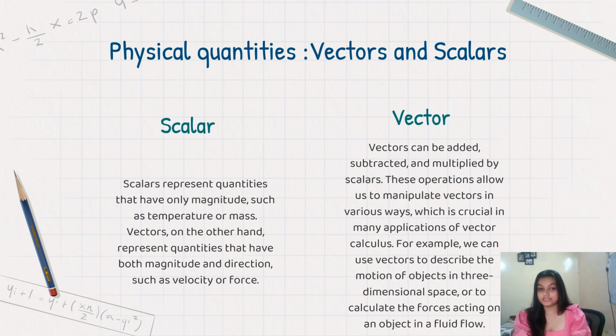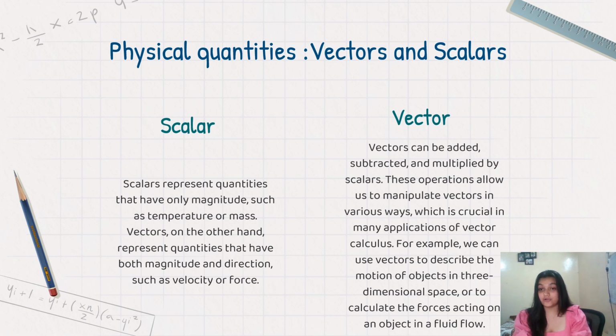In vector calculus, we have two types of physical quantities. One is scalar, the other is vector. Scalar quantities only represent magnitude. An example is the temperature of Mars. Vectors, on the other hand, are quantities that represent both magnitude as well as direction, such as velocity or force. Vectors can be added and multiplied by scalars. These operations allow us to manipulate vectors in various ways, which is crucial in many applications of vector calculus. For example, we use vectors to describe the motion of an object in three-dimensional space or to calculate the force acting on an object in fluid flow.